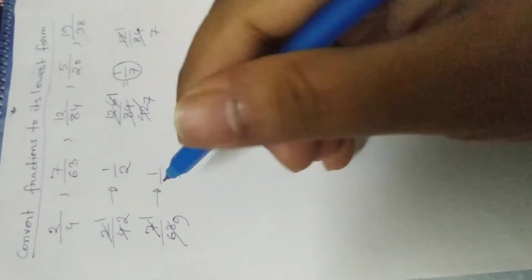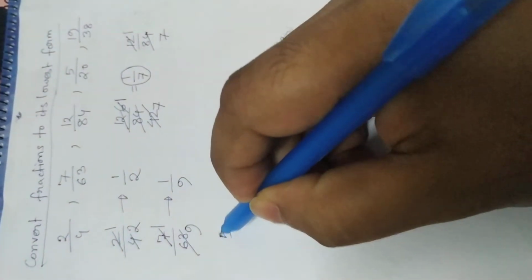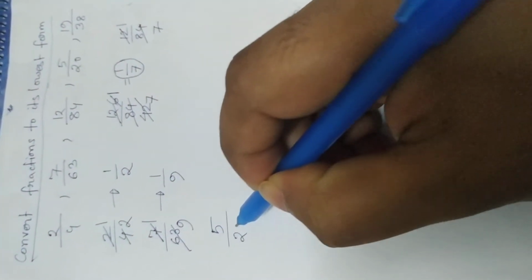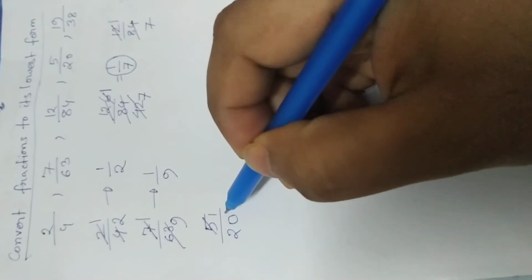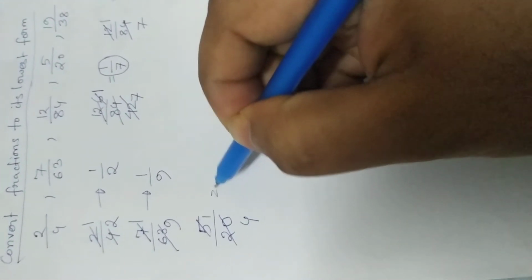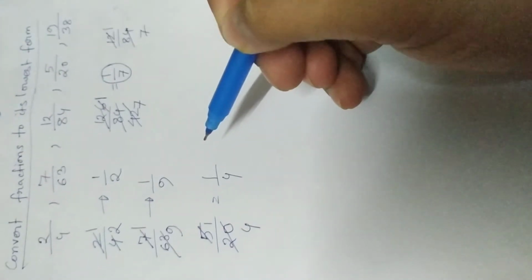I hope it's getting clear to you. Next, if you divide 5 by 20, it's very easy. 5 ones are 5, 5 fours are 20. So the required lowest term is 1 by 4.